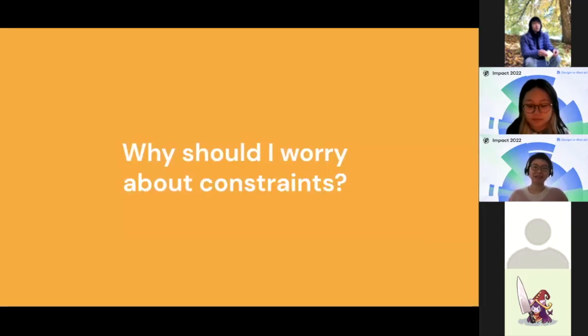Now let's talk about designing under constraints. So you might ask, why should I worry about constraints? Unless you're working on a passion project that is strictly for your own personal enjoyment with no users involved and the sky is the limit, otherwise there will always be design constraints. Even if you're the owner, there would be design constraints. Even if you're the design director, there would be design constraints.